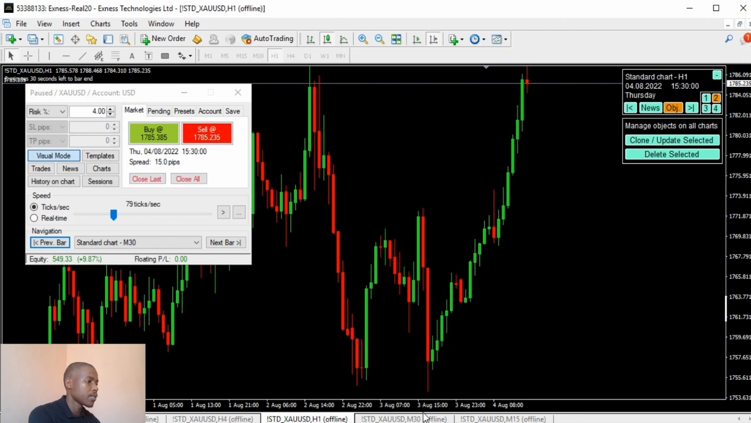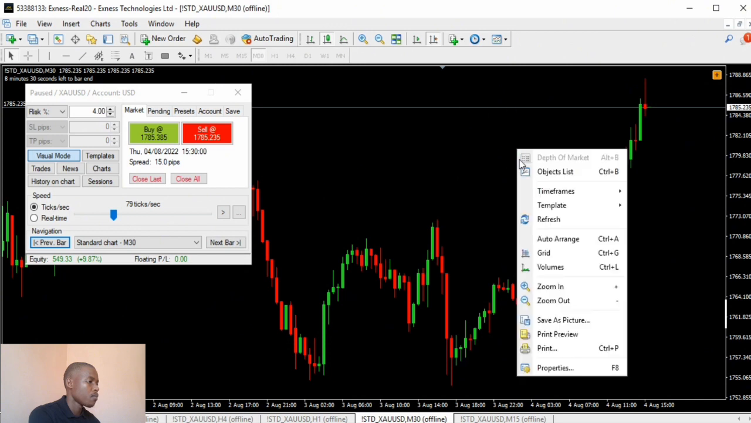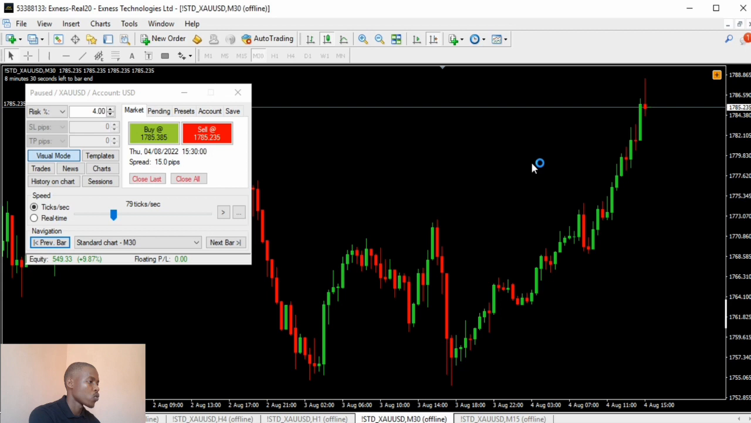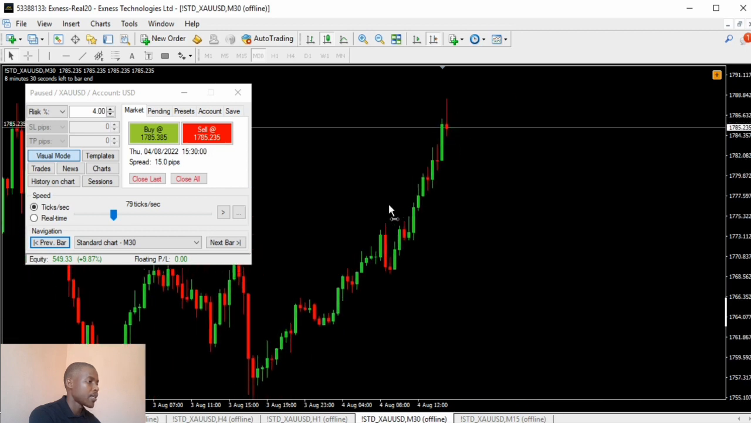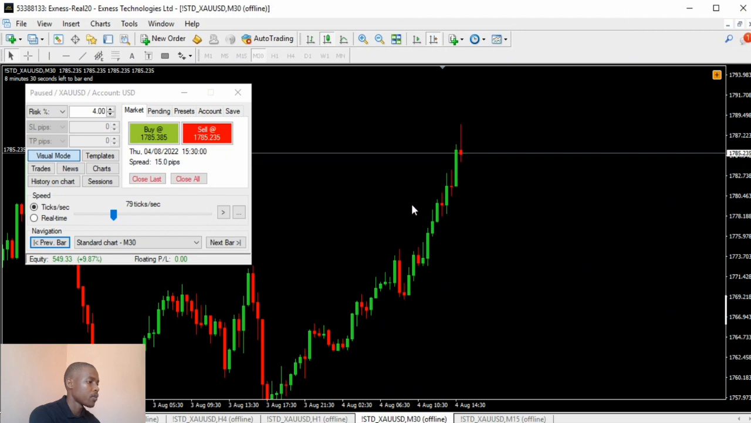Scale fix this. Okay, scale fixed. So we want to move it where we can easily show what's going on right here. You can see price did make a high momentum going to the upside. We can confidently say price is in an uptrend at that moment.